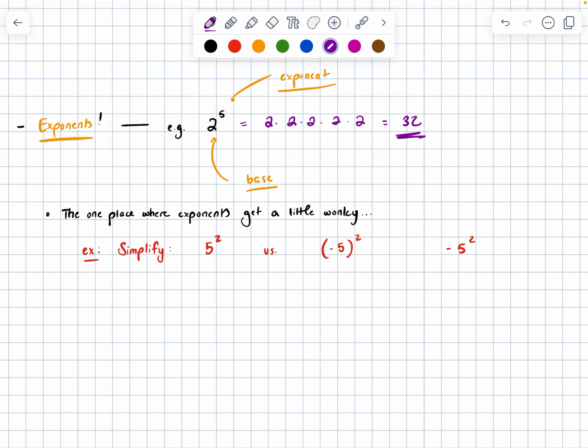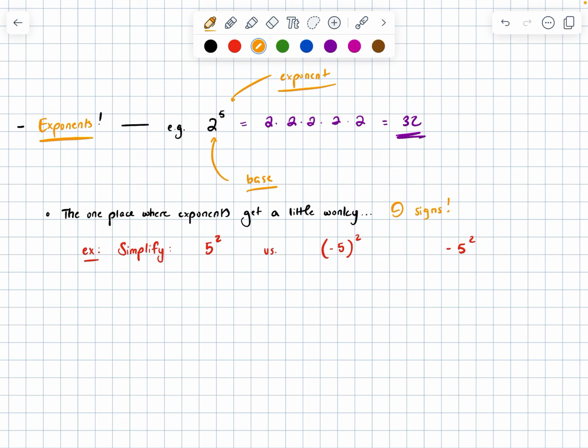But the one place where exponents can get a little bit wonky is when it comes to negative numbers. So as soon as I throw in a negative sign, sometimes I might have a little bit of trouble simplifying. Try it on your own with 5 squared. Compare that to negative 5 in parentheses.